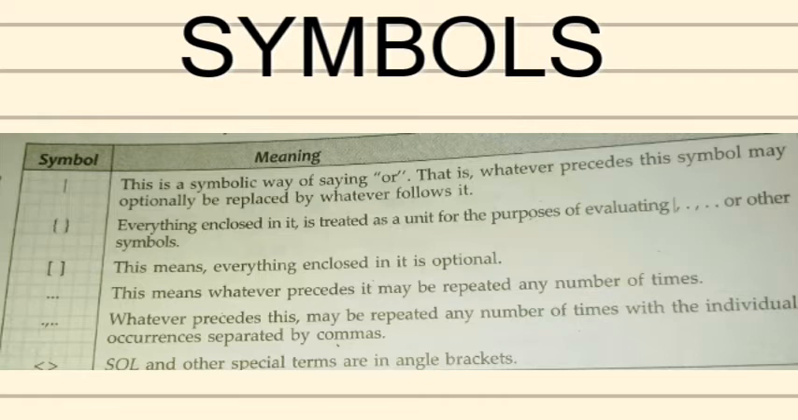Next, we have the dotted line, that is, a maybe repeated number of statements. Then we have the semicolon, basically used to separate the different statements to be executed. Then we have angular braces, with SQL and other special terms used in the angular braces. Basically these are some of the symbols that we are going to use in the syntax of different kinds of SQL statements.